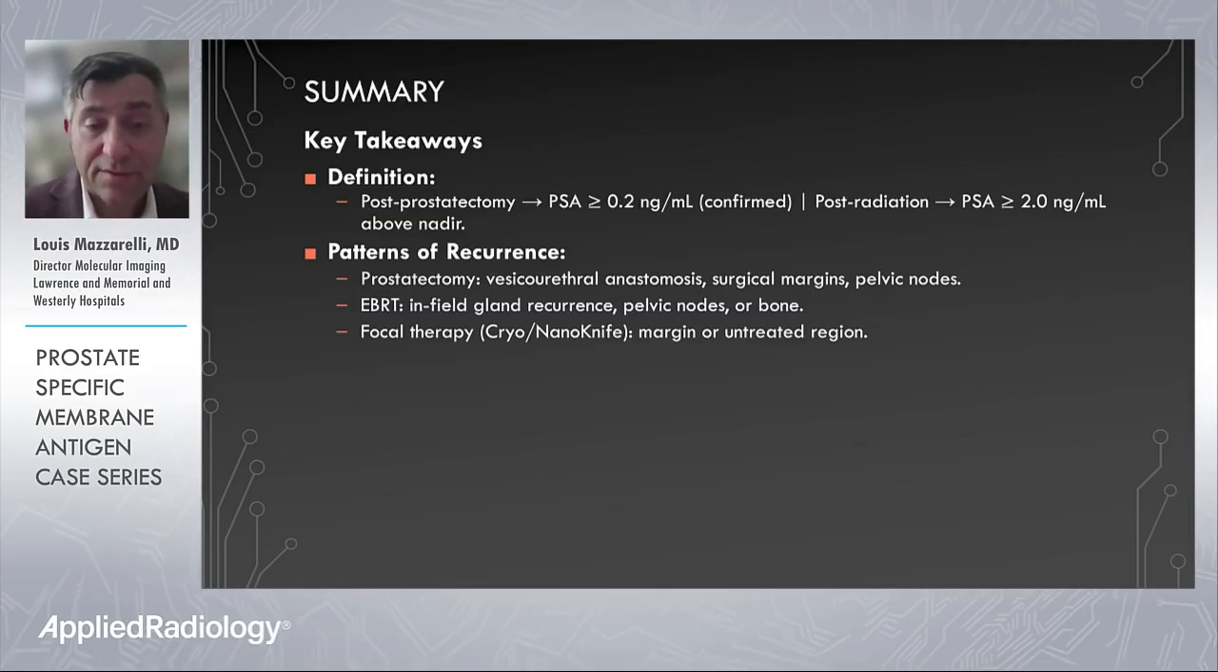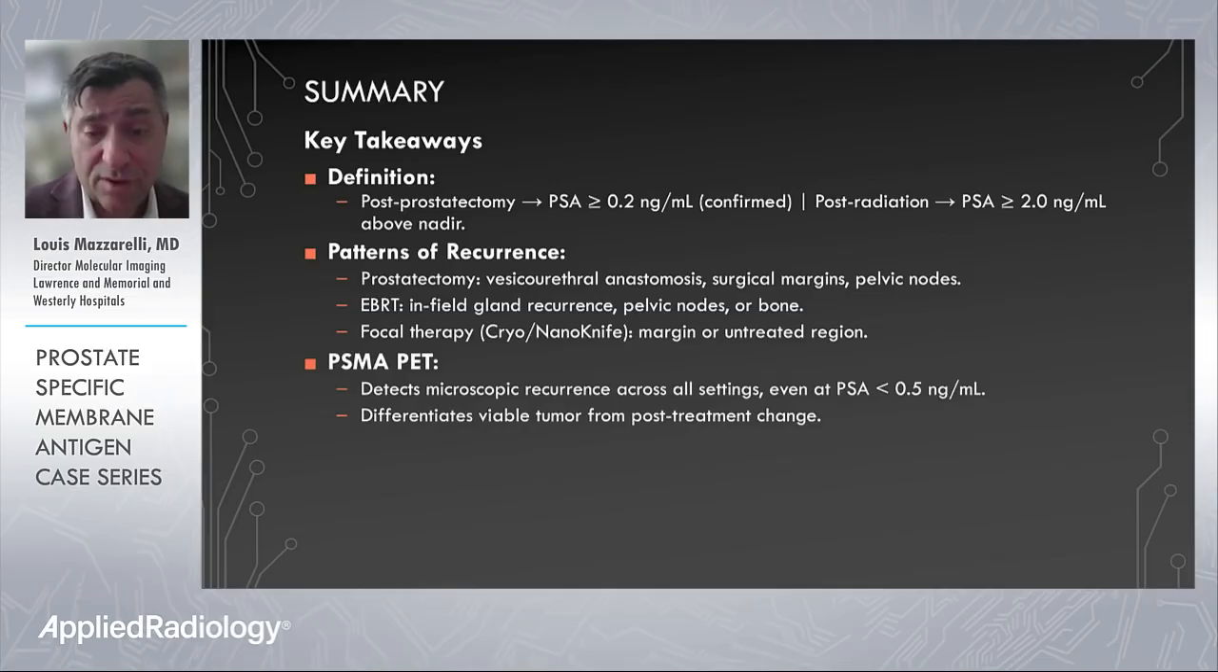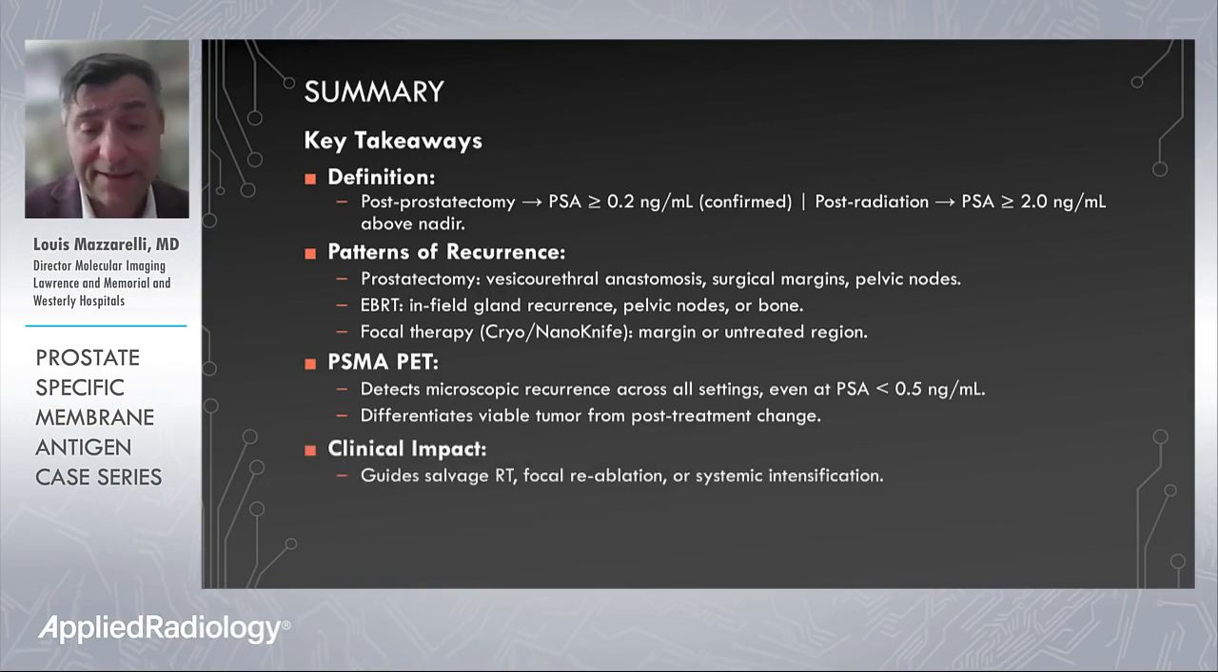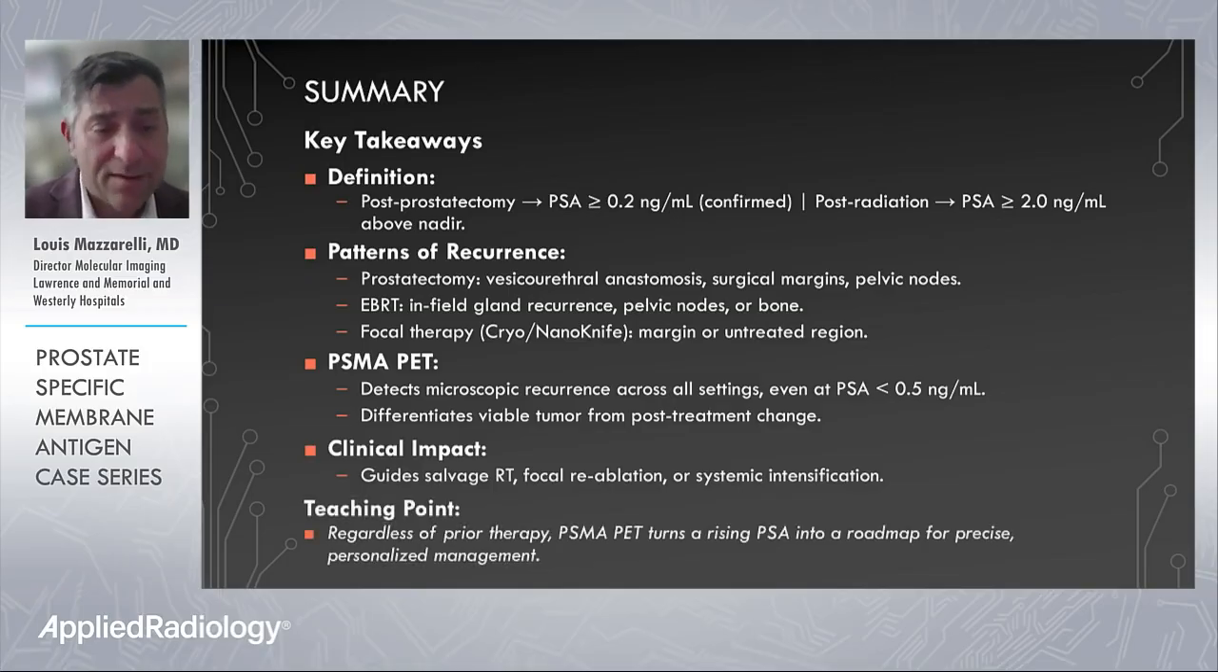With EBRT, infield gland recurrence typically, but always be sure to review your pelvic nodes or bone. And in focal therapy cases, really look at that margin or that untreated region to assess for disease recurrence. PSMA PET detects microscopic recurrence across all settings, even at very low PSAs less than 0.5 nanograms per cc. PSMA PET differentiates viable tumor from post-treatment change. The clinical impact is that PSMA PET can help to guide salvage radiotherapy and allows for focal reablation or systemic intensification. Our teaching point: regardless of the prior therapy, PSMA PET turns a rising PSA into a roadmap for precise, personalized management.